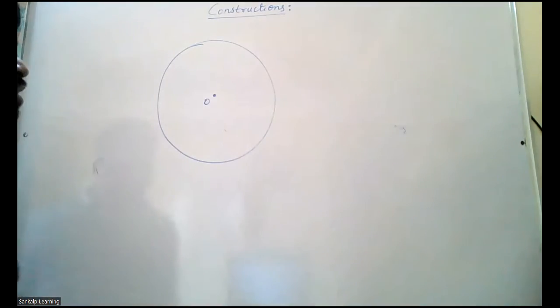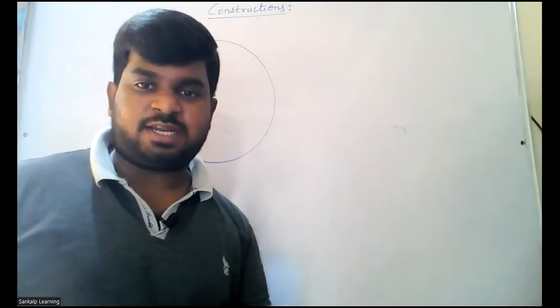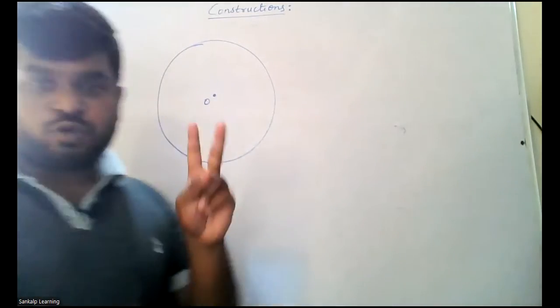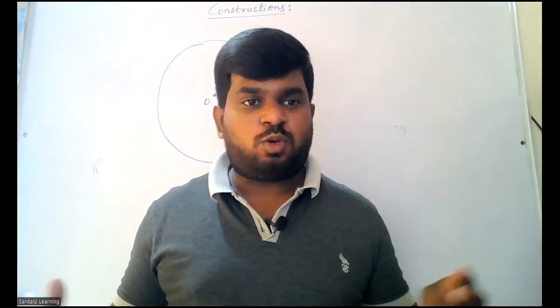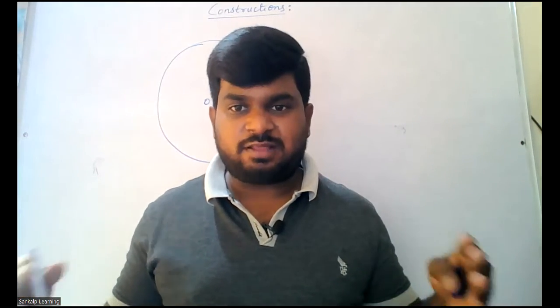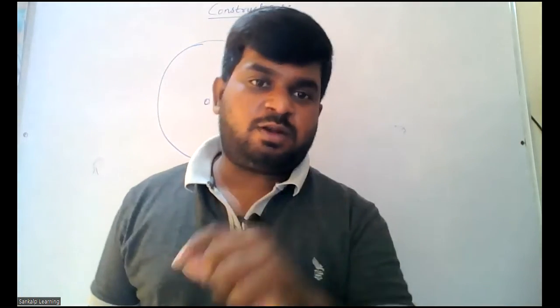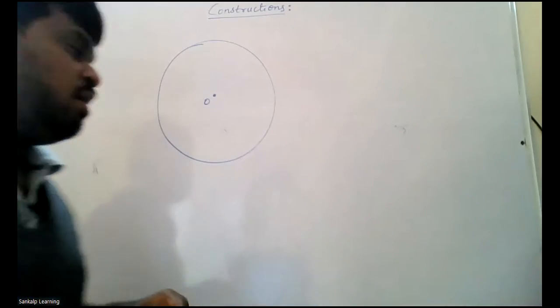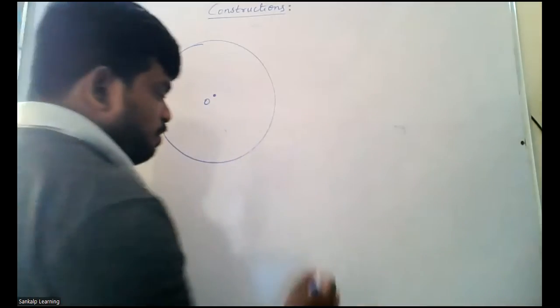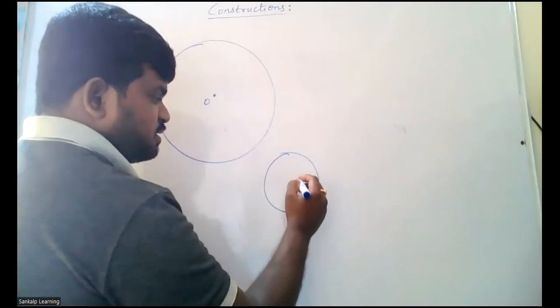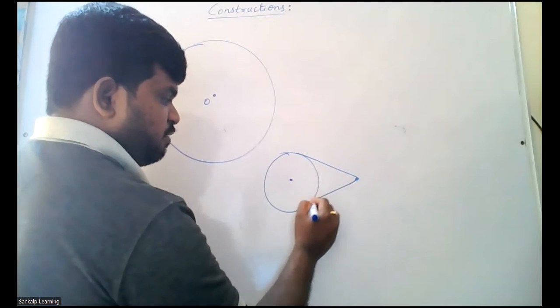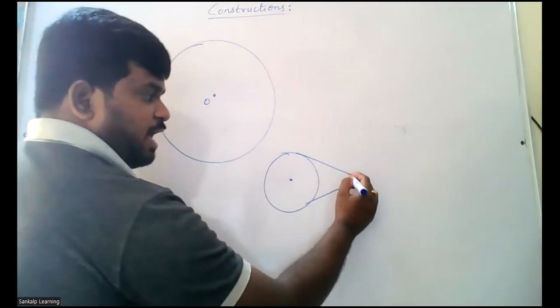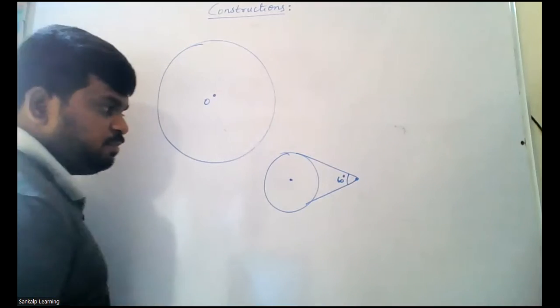Now let's draw a circle of radius 5 centimeter. This is a circle of radius 5 centimeter. Now for this circle, we have to draw two tangents. And if you extend the two tangents in such a way that they meet, the angle between the two tangents should be 60 degrees. Now remember, let's say this is the figure that we need. From a point, we are drawing two tangents. Let's say we have got something like this. The angle here should be 60 degrees.